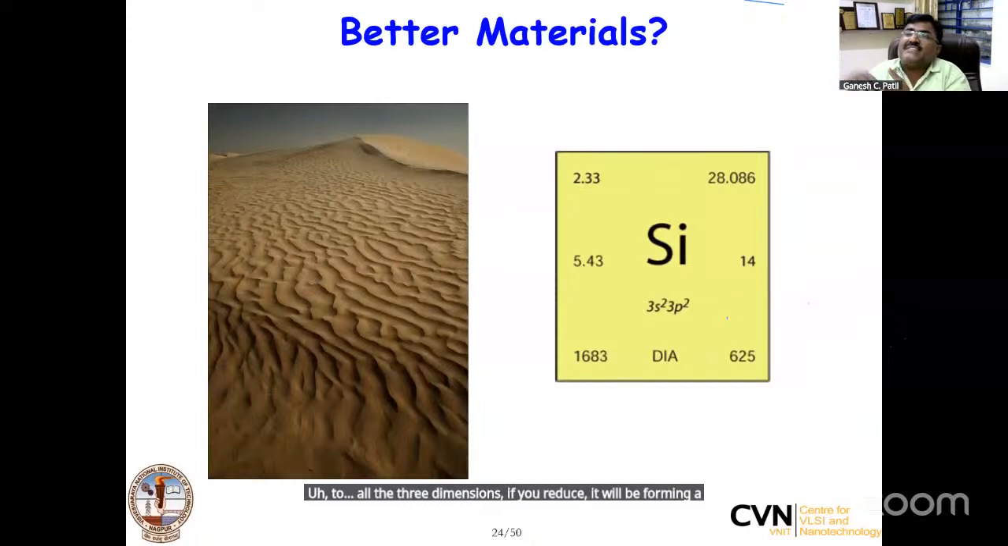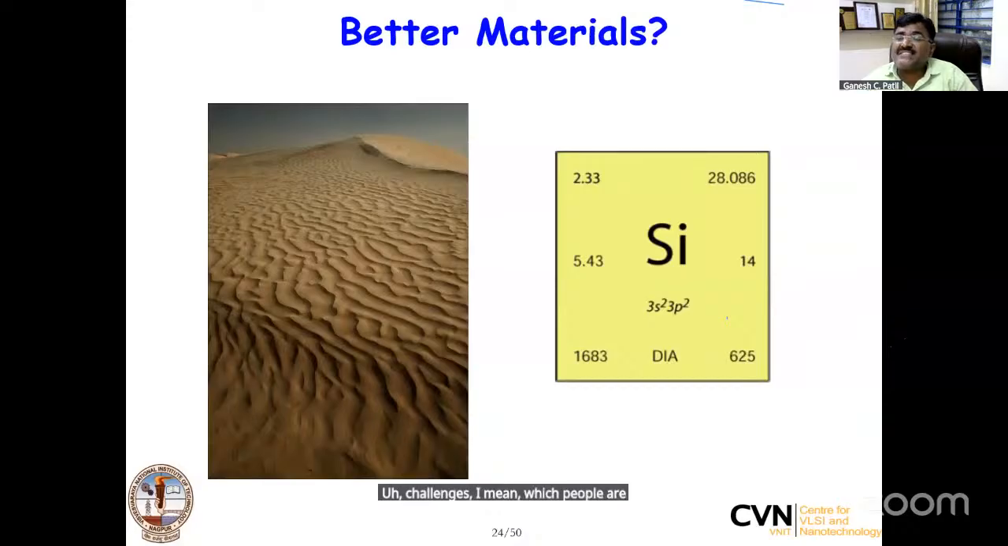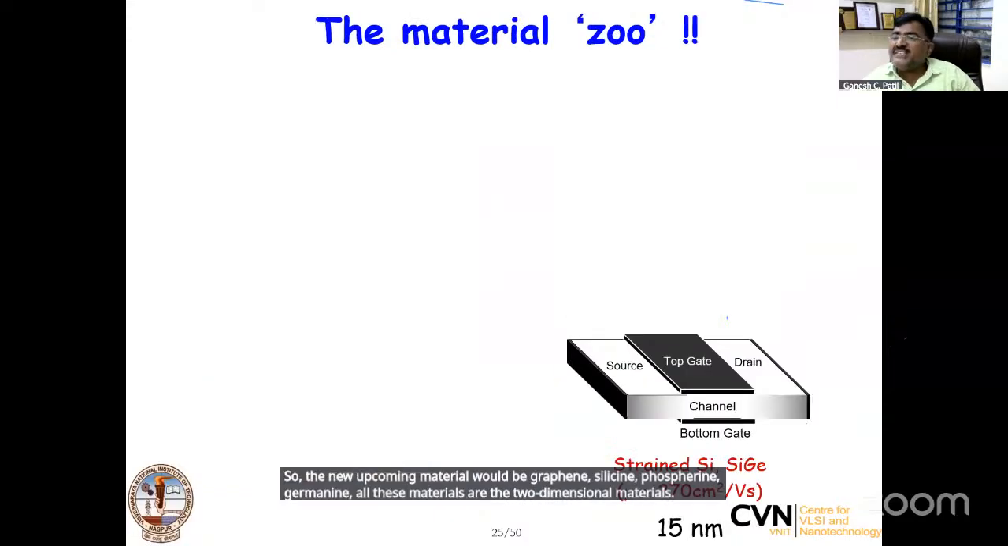That is, we call it a quantum dot. So there will be quantum dot, quantum wire, quantum well. These are the different challenges which people are studying now in quantum physics. The new upcoming materials would be graphene, silicene, phosphorene, germanium. All these materials are two-dimensional materials. So this is the material zoo.